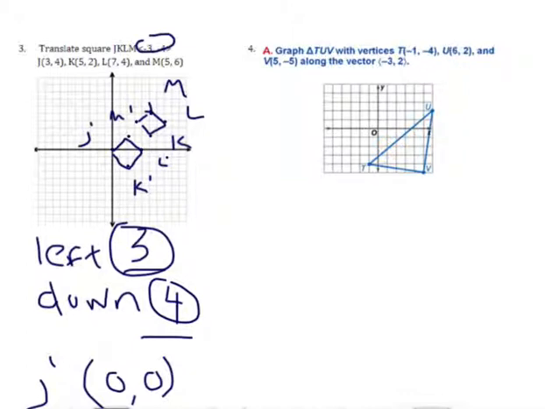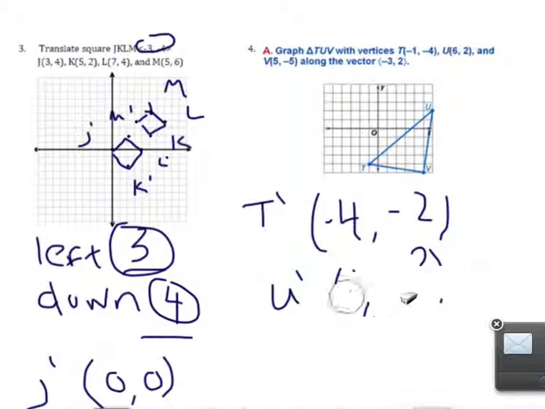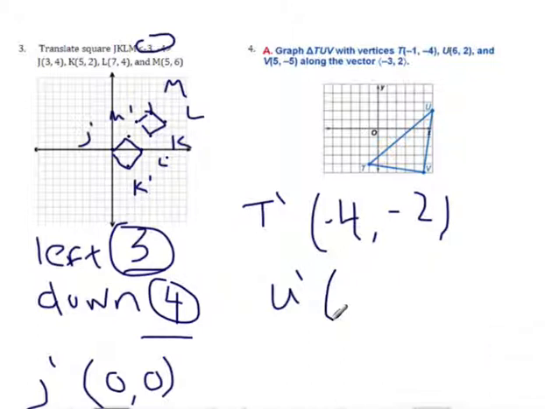Okay? So first of all, for T prime, we need to add the x-coordinate by -3. So -1 plus -3 is -4. The y-coordinate is -4 plus 2 is -2. For U prime, 5 plus a -3 is 2. -5 plus 2 is -3. Oops, that was V. I'm sorry. We need to do U. So for U, 6 plus a -3 is 3, and 2 plus 2 is 4. For V prime, 5 plus a -3 is 2. -5 plus 2 is -3.